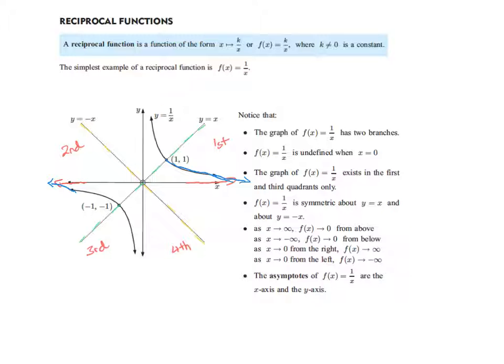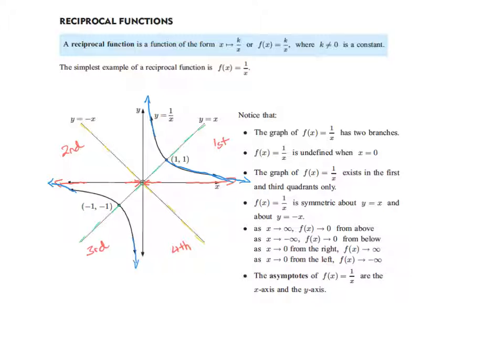As x approaches 0 from the right, in other words towards the y-axis, the function approaches positive infinity, so it's going up forever. But as x approaches 0 from the left, the function goes downwards and approaches negative infinity.